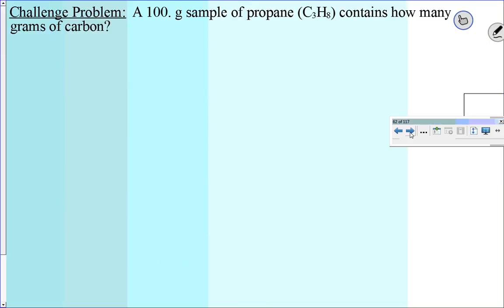Last but not least, we have a challenge problem. If we have a 100 gram sample of propane, which is C3H8, how many grams of carbon do we expect that to have? So we can actually do a little wiggle room here. We can use mole calculations, and we could also say, I can figure out my percent by mass of carbon in this formula as well. So if you actually calculated the percent by mass of carbon from the formula, you'd say 3 times carbon's mass, which is 12.011.